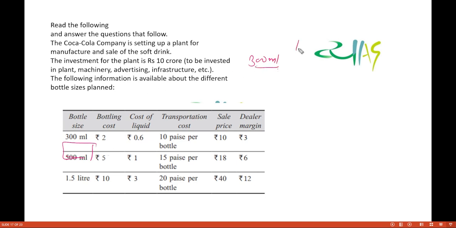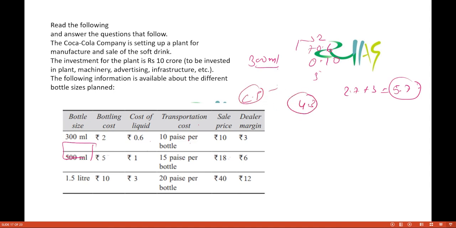So bottling cost is how much? 2 rupees. Cost of liquid is how much? 0.6. Transportation cost is 0.10, and dealer margin is 3 rupees. Okay, so the total cost comes to be 2.7 plus 3, that is 5.7. Okay, 5.7, and what is the profit here? 4.3. Cost price is 5.7. Profit is 4.3. So 4.3 divided by 5.7 is our profit percentage. Okay, so remember this here, 4.3 divided by 5.7 is our profit percentage.